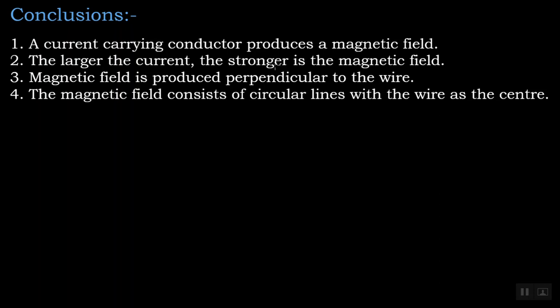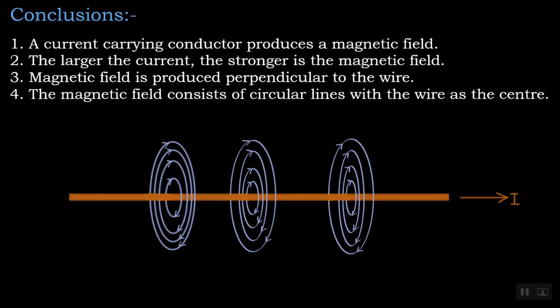The magnetic field is produced perpendicular to the wire, and the magnetic field consists of circular lines, as shown in this figure here. If the current is going in that direction, then the magnetic field will be in the form of closed loops like that, going in that direction.